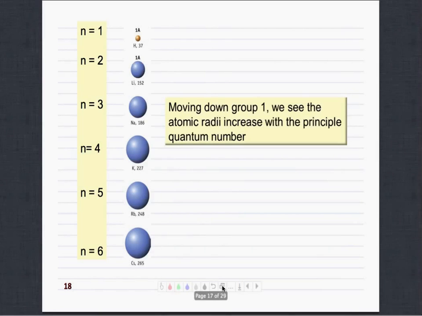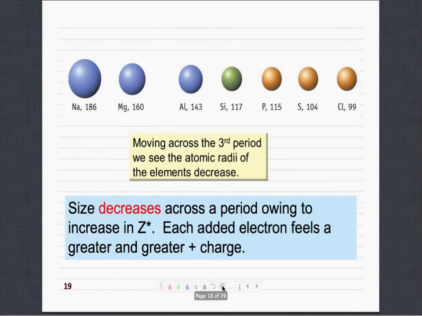Okay, what about if we go in the same period? So if I go from sodium to Cl, the radius will decrease. So if I go in the same period, and this is period 3, as I go from sodium to magnesium to aluminum, the radius will decrease. So that means the radius increases this way.